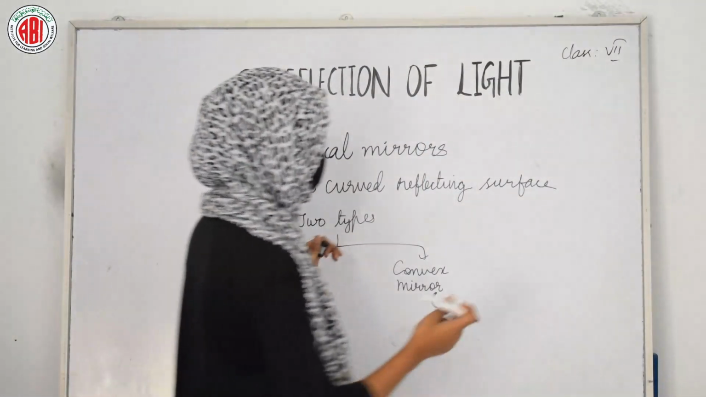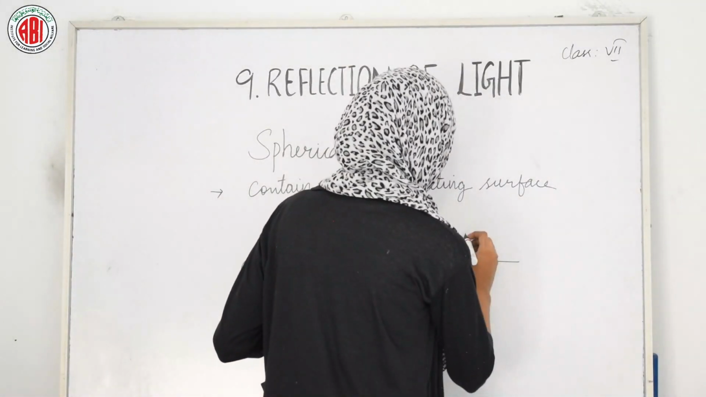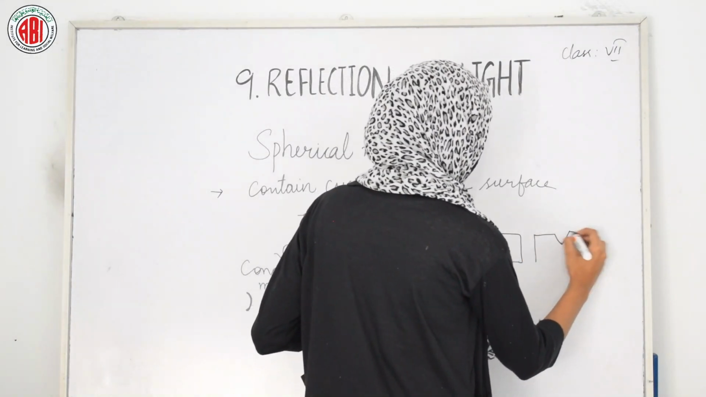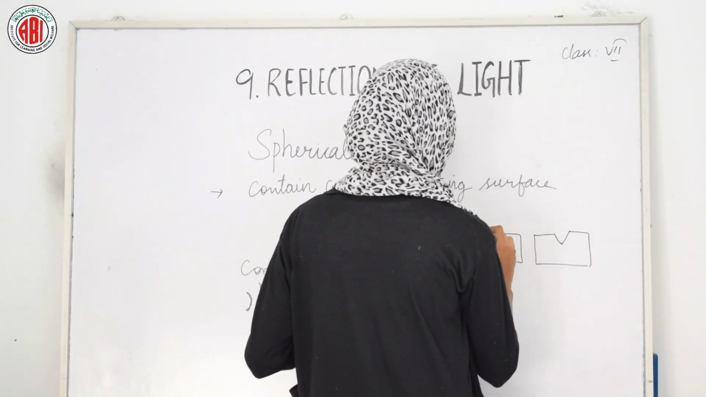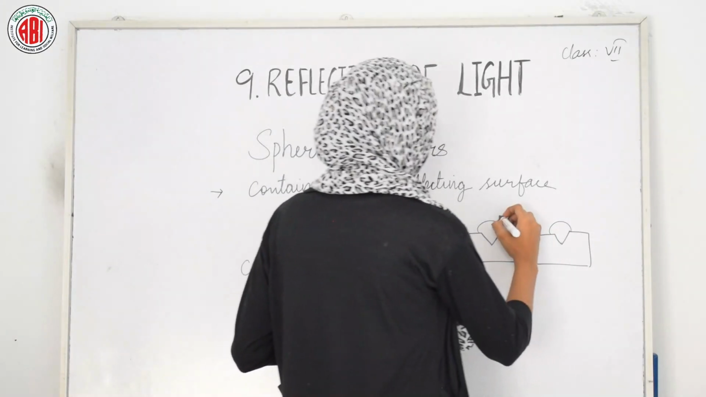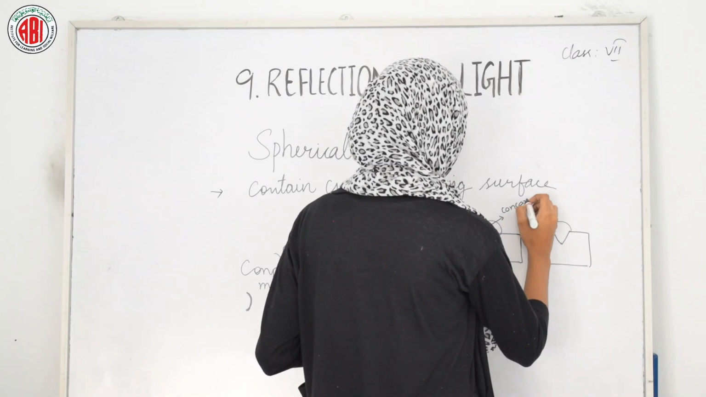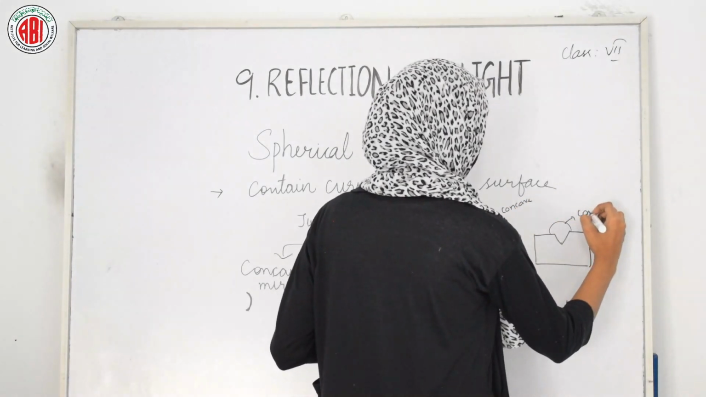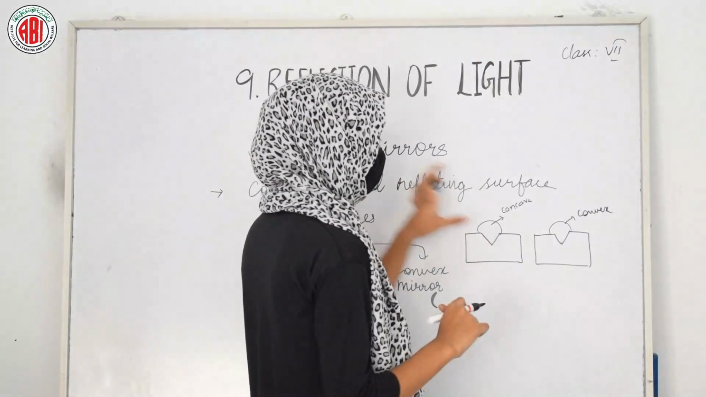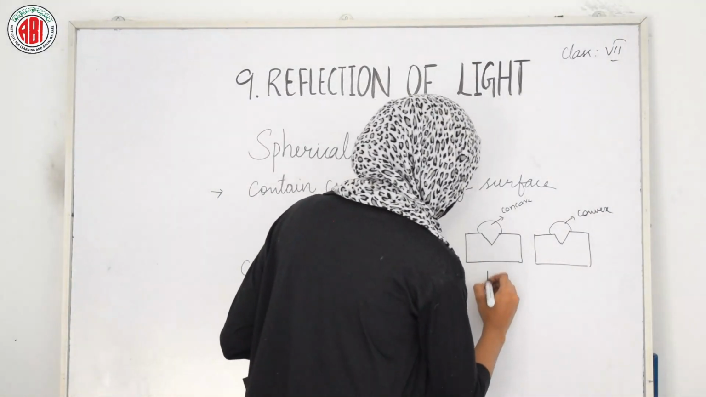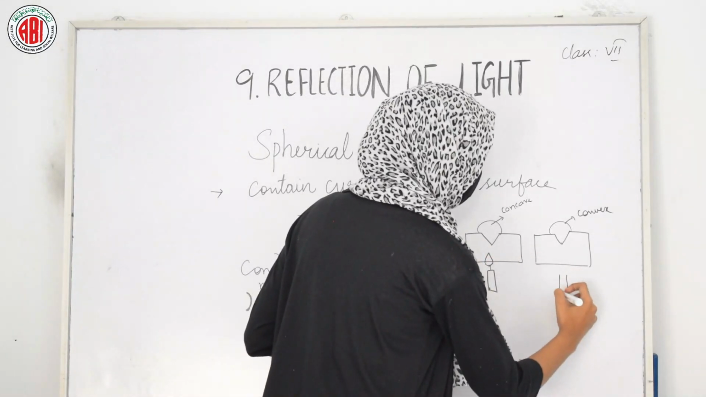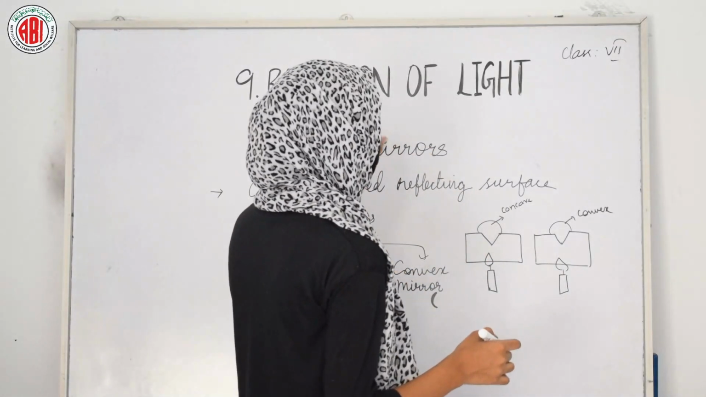Here we are going to do one activity. We will take two V stands. In one stand we'll place a concave mirror and in the other stand we'll place a convex mirror. So here this one is our concave mirror and here it is a convex mirror. After placing the mirrors in the V stands, now take an object and try to observe the images that are formed in these two mirrors.